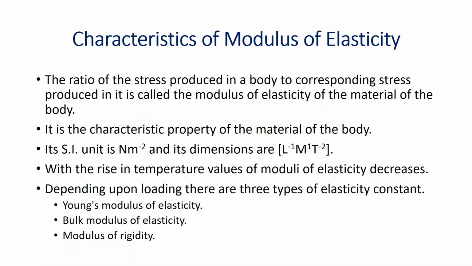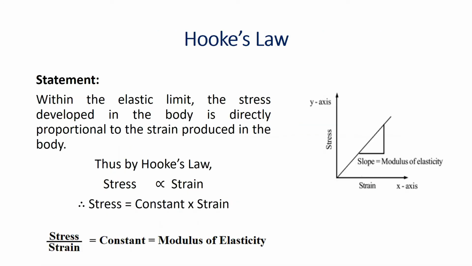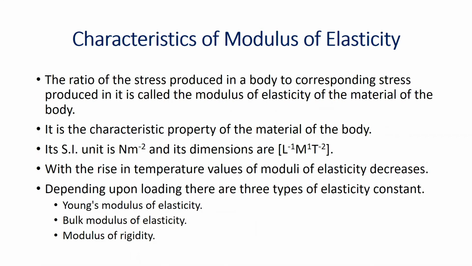Now let us study characteristics of modulus of elasticity. The ratio of the stress produced in the body to the corresponding strain produced in it is called the modulus of elasticity of the material of the body. It is the characteristic property of the material of the body. It is different for different materials. Its SI unit is Newton per square meter and its dimensions are L^-1 M^1 T^-2. With the rise in temperature, values of moduli of elasticity decrease.